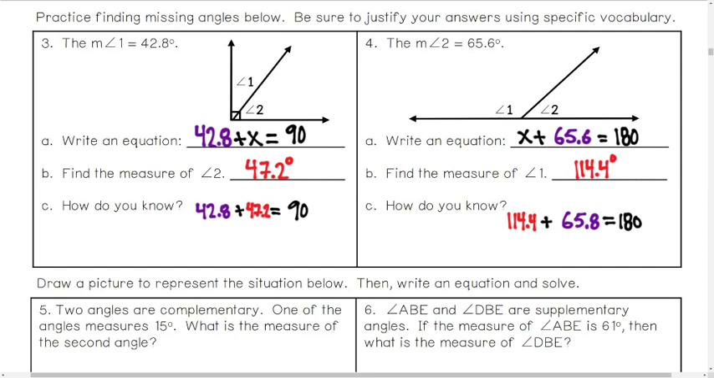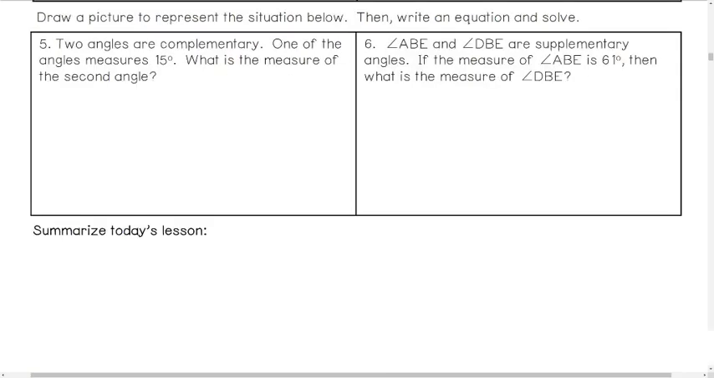Okay, question number 5. It says here we're going to draw a picture to represent the situation below and then write an equation and solve. With that information, I start finding some keywords. It says two angles are complementary. One angle measures 15 degrees. What is the measure of the second angle? Well, first off, there are two angles, and they are complementary, which means they add up to 90 degrees.